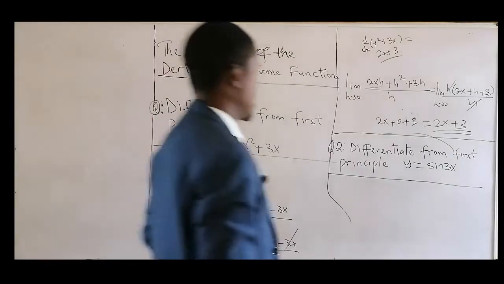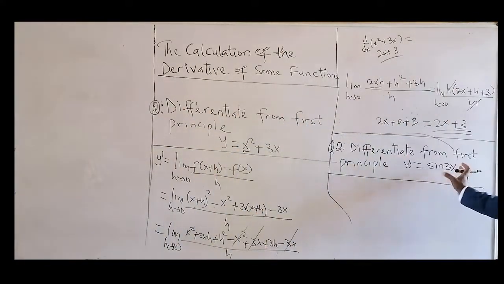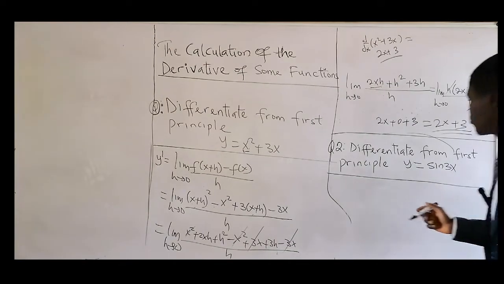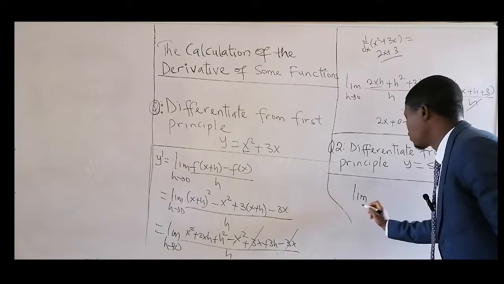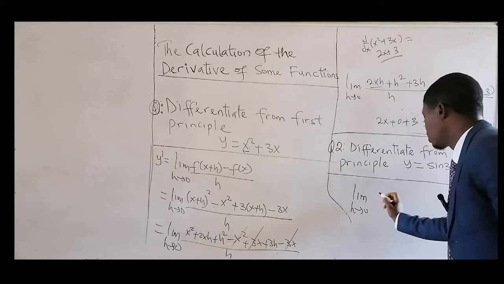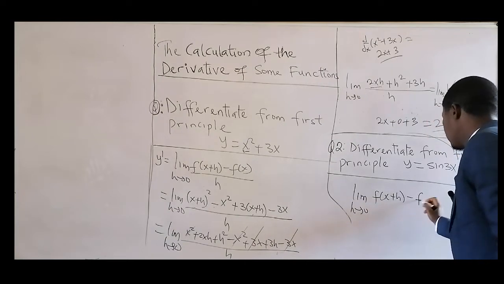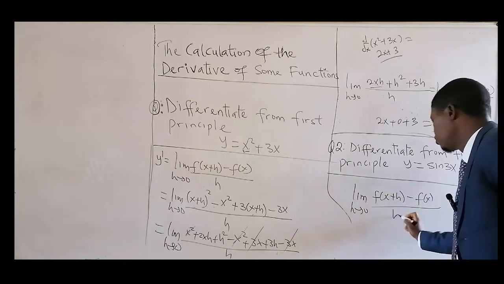Next question. The question we have here is y equal to 3x, and the question stipulates that we should use first principle, which is using limit for differentiation. So what we do is very simple. First thing you do is write your formula, f of x plus h minus f of x. That's the first thing to do.